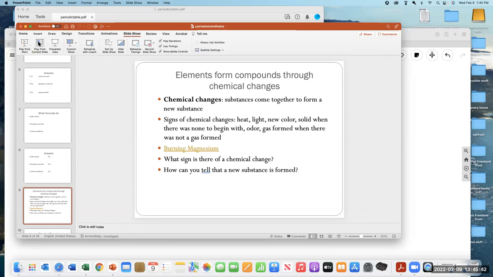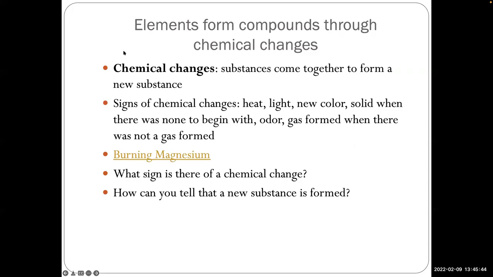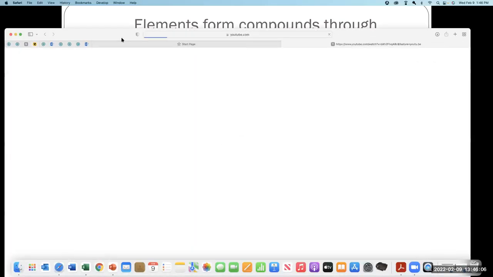Let's go from the current slide. All right. So we talked about this before. Signs of chemical changes, so observable evidence. Heat, which can be misleading, but in general heat, light, a new color, a solid when there wasn't one, a new odor. Let's see how this should work. Let's let the video come up.